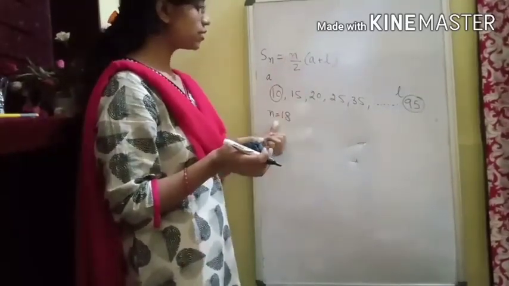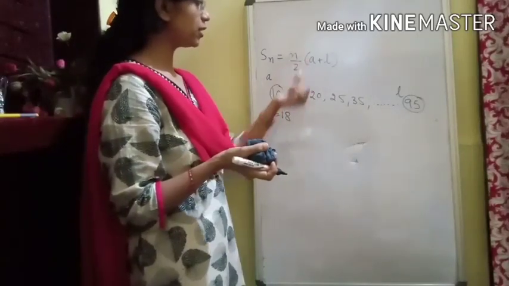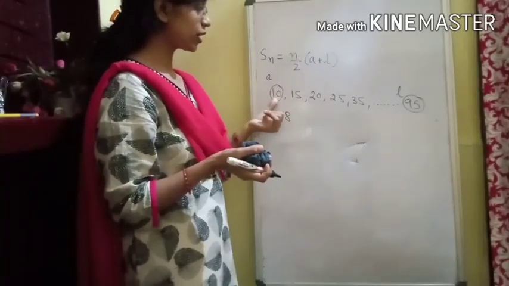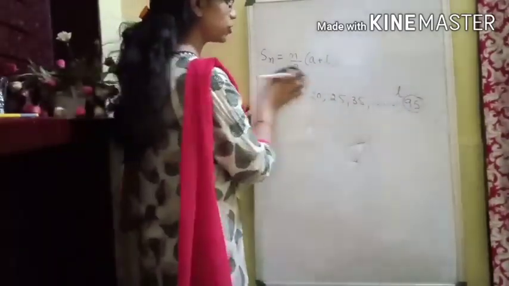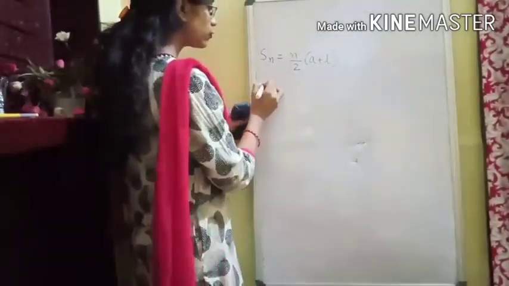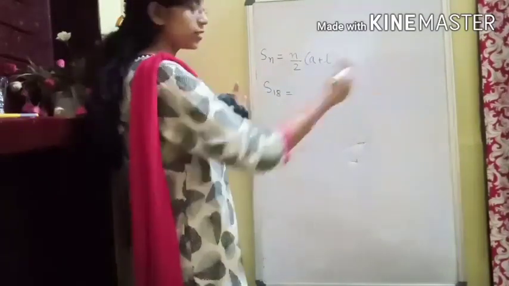What is n? N is 18. Altogether how many numbers are there? 18 numbers. So n would be 18, a would be our 10, and the last term is 95. Okay, now let us put the value. So we are calculating the sum of 18 terms because there are 18 terms.